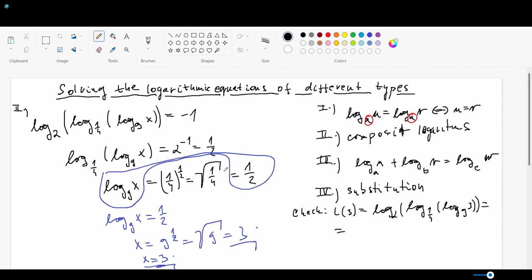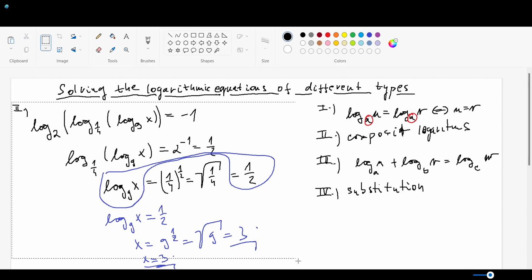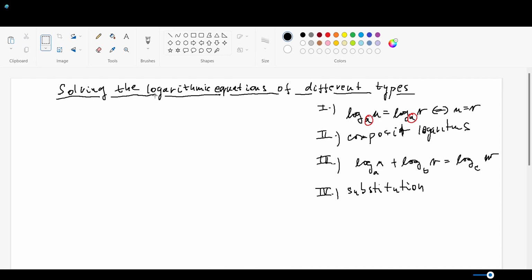Okay, so this is logarithmic equation type 2. Now let me show you how to solve the logarithmic equation of type number 3, which means that we will now have logarithms with different bases.